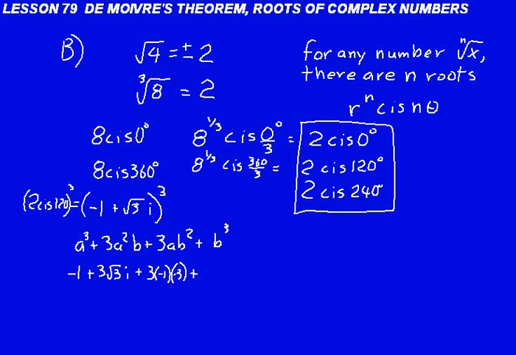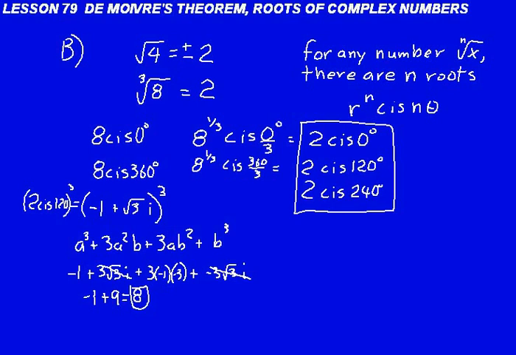Square root of 3 times square root of 3i would be -3. And then times another square root of 3i. So the i terms cancel, and we have -1 plus 9 equals 8. So that did work.